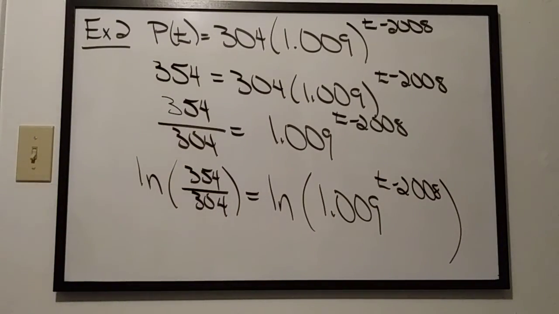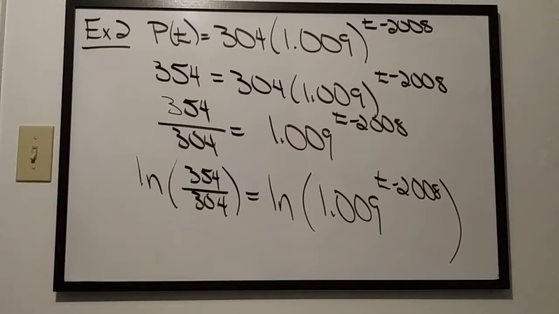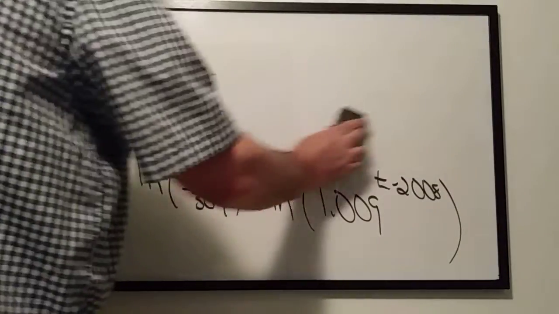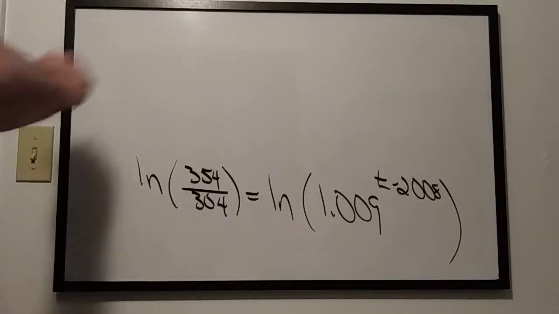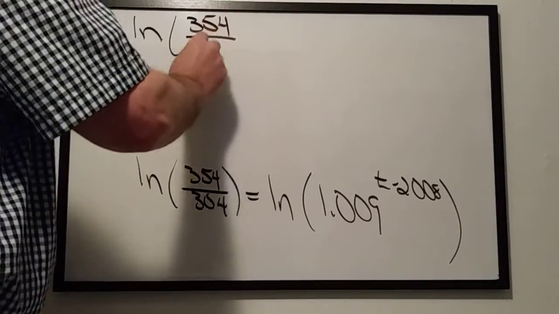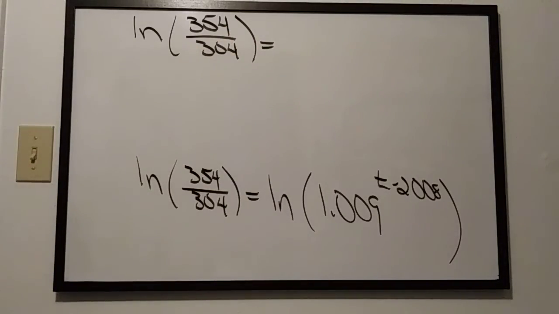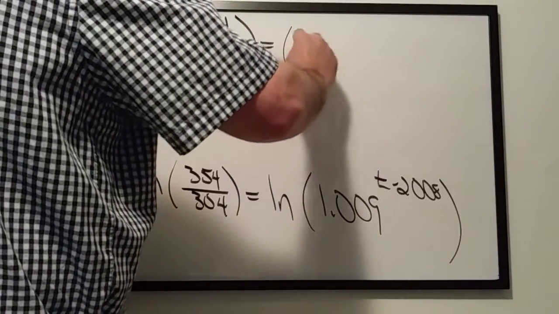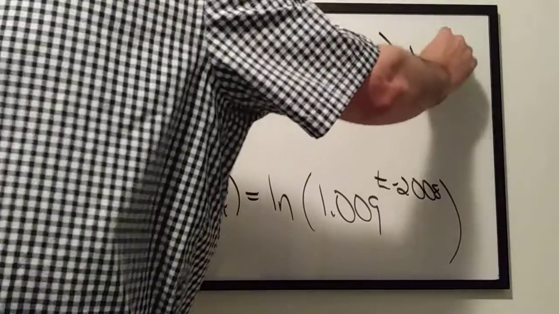Now that I have that, remember once again that if you have the natural log of somebody to a power, you can bring that power down in front. So let's go ahead and see what happens when I do that. If I bring that power down in front, the left-hand side isn't going to change. On the right-hand side, the only thing I have to be careful about is to make sure that I enclose that exponent in parentheses when I bring it down in front. So it's going to be t minus 2008 times the natural log of 1.009.